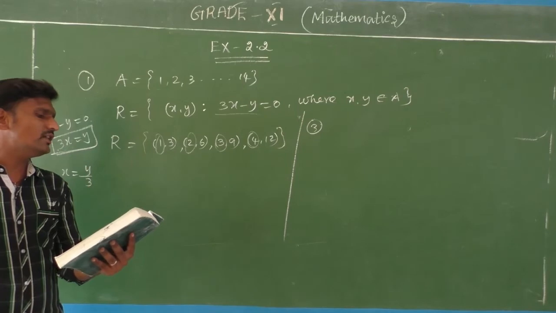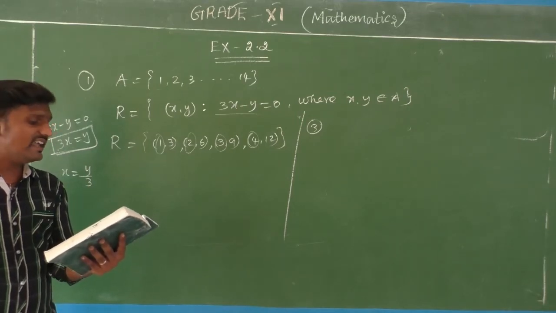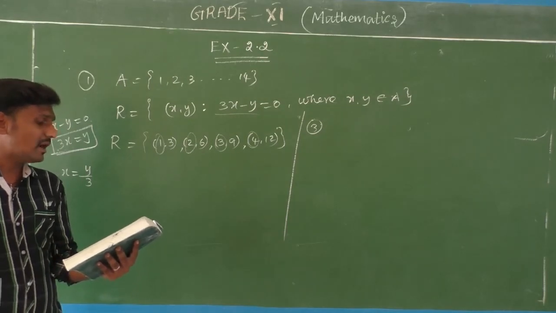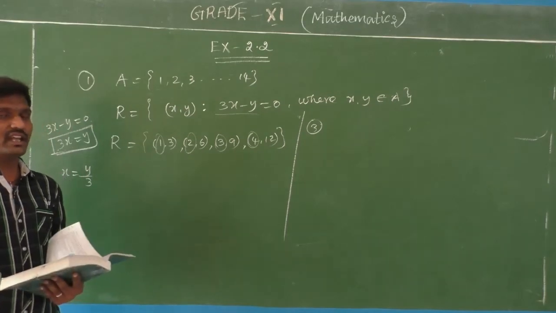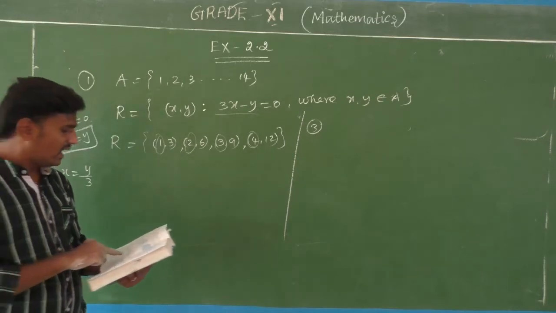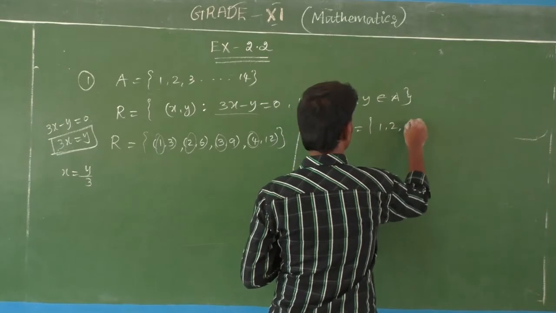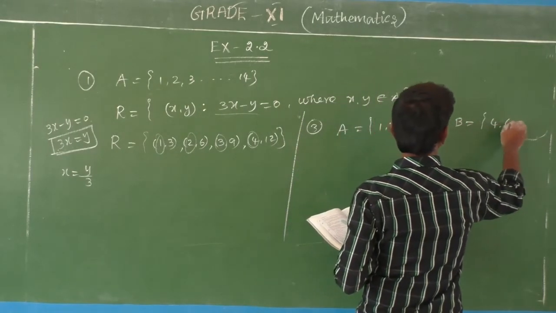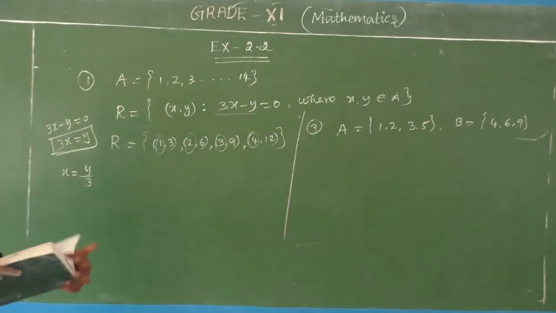A equal to {1, 2, 3, 5}, B equal to {4, 6, 9}. Define a relation R from A to B by R equal to {(x, y): the difference between x and y is odd}. Now for x and y, you have to take the difference between x and y. So how to take the difference to get the odd number?